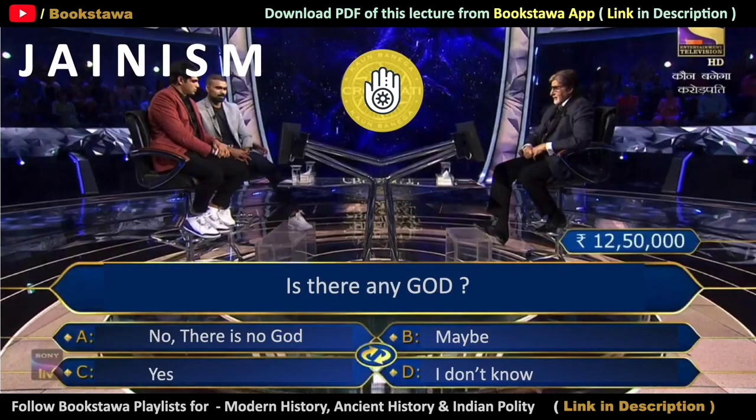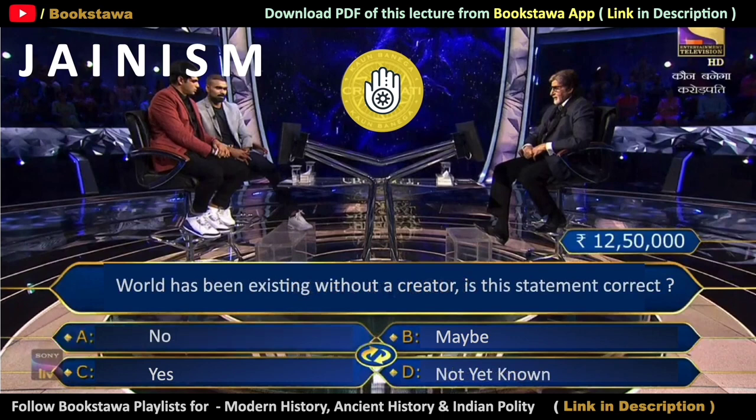The first question is, does God exist? If your answer is no, no such thing as God exists, then according to Jainism, your answer will be considered correct. The second question is that no one has created the world. The world already existed. Is this statement correct? If your answer is yes, then according to Jainism, your answer will be considered correct.